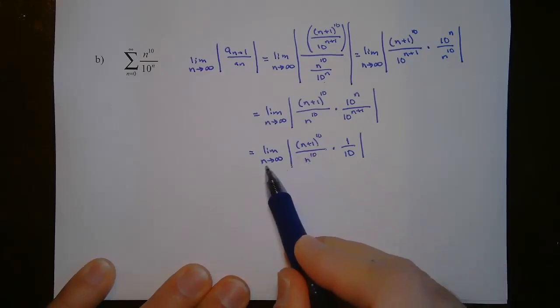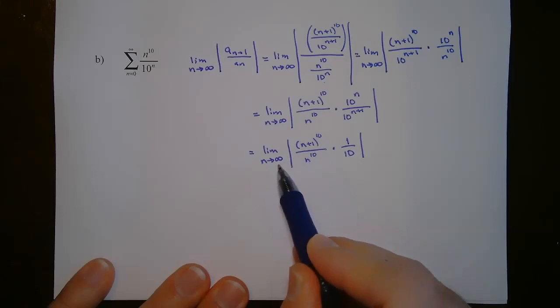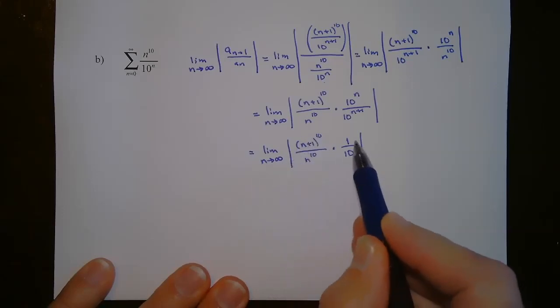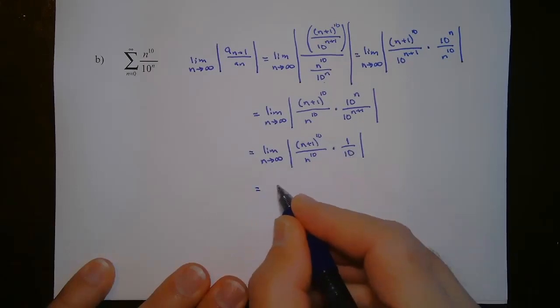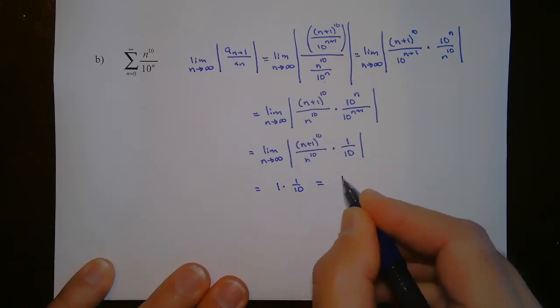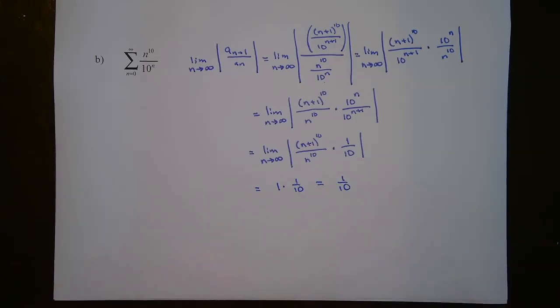What happens when n goes to infinity? Well, it's the highest power. The highest power for this one is n to the 10th, and this is n to the 10th. So as n goes to infinity, this is just going to become 1 times 1/10, which is equivalent to 1/10. So what does that tell us? This limit as n goes to infinity of the absolute value of a sub n plus 1 over a sub n is equal to 1/10.